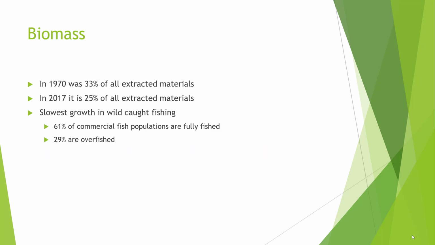First one is biomass. In 1970, 33% of all the extracted materials was biomass. Remember, biomass is trees and foodstuffs. So we were, and wood, so lumber and agriculture. Think of that. In 2017, it's 25% of all extracted materials.